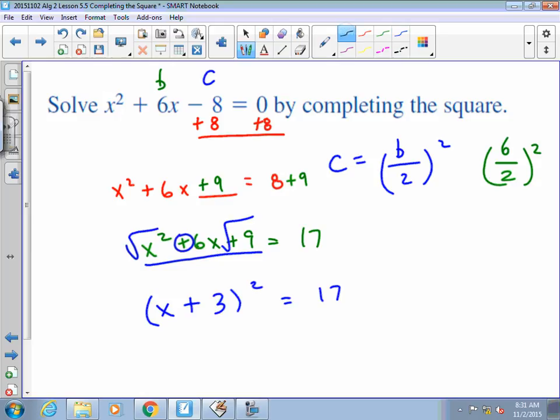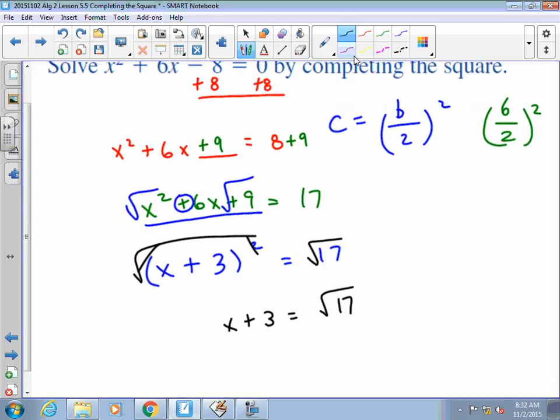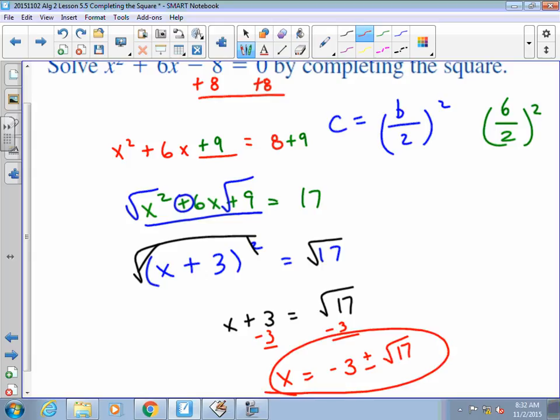Now, if we want to solve for x, we undo x squared by taking the square root of that side. It cancels this out. Square root of this side to balance it. x plus 3 equals the square root of 17. And then to get x by itself, subtract 3 on both sides. Remember, you don't get 14 because they're not like terms. x is equal to negative 3 plus or minus the square root of 17. That's what x is. And we'll pick up the second part tomorrow.